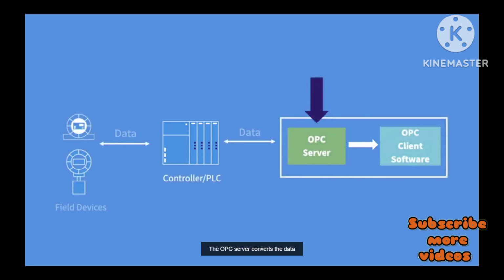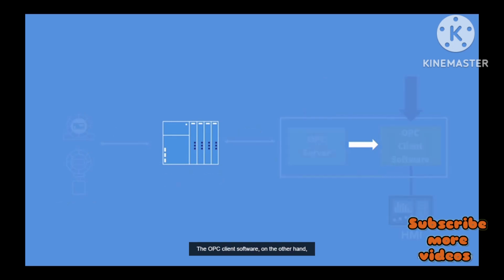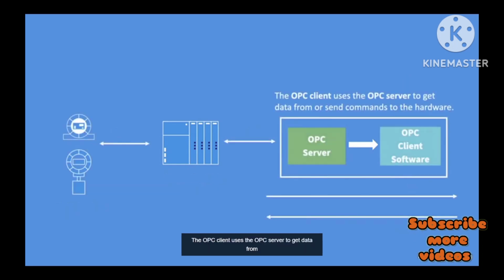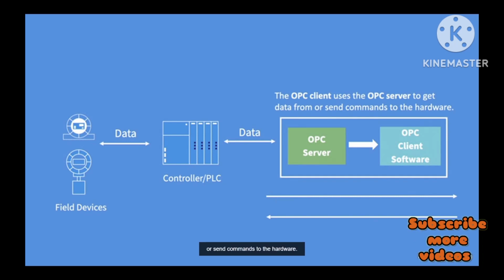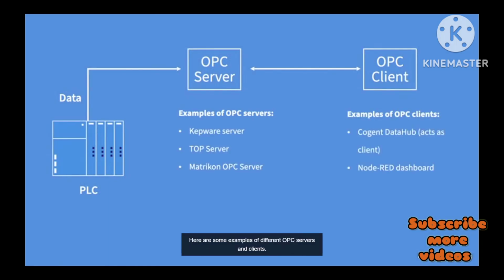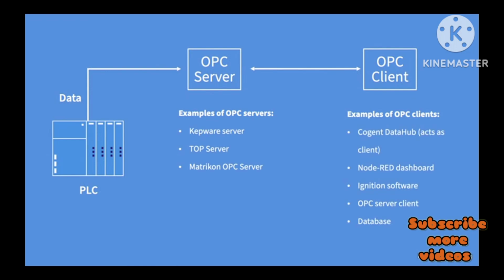The OPC server converts the data coming from hardware devices into the OPC protocol. The OPC client software, on the other hand, is any program that receives the data and connected to a hardware, such as an HMI. The OPC client uses the OPC server to get data from or send commands to the hardware. Here are some examples of different OPC servers and clients.